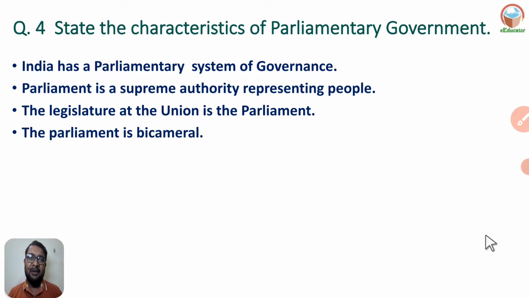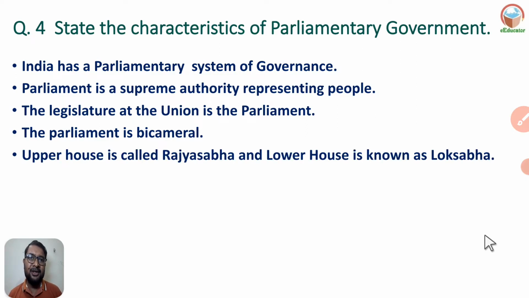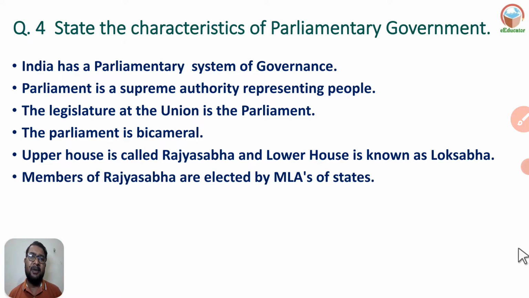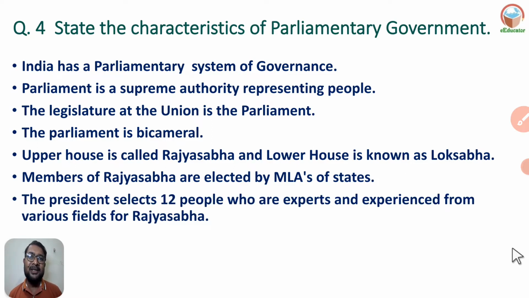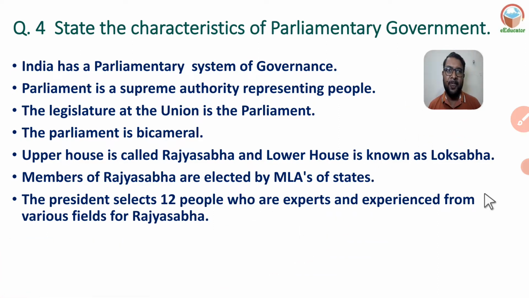The Parliament is bicameral, it has two houses. The upper house is called Rajya Sabha and the lower house is called Lok Sabha. Members of Rajya Sabha are elected by the Members of Legislative Assembly, MLAs, of different states. The President has the power to appoint 12 experts and experienced people from various fields to the Rajya Sabha.